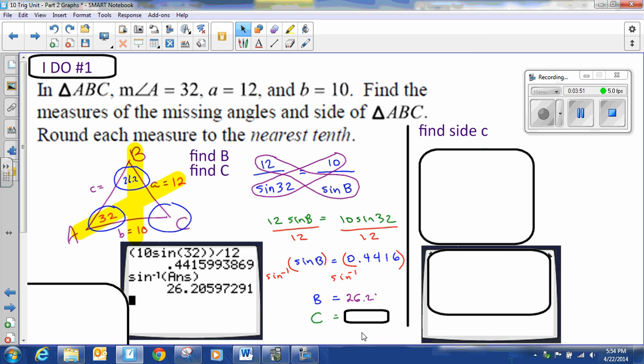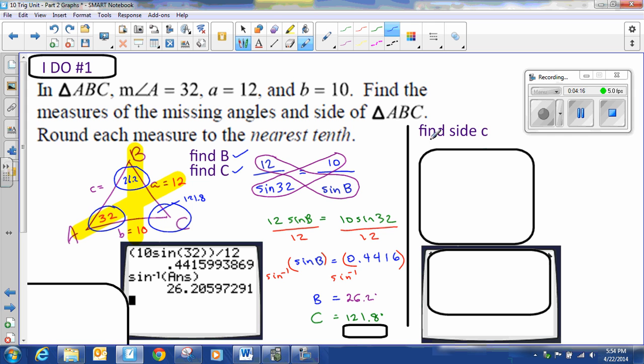Now, how do you suppose we can find angle C if we know angle B and angle A? Well, if you remember your geometry, the sum of the interior angles of a triangle is 180. So basically, we're going to do 180 minus 32 plus 26.2, and that gives us 121.8. So now we have another missing piece. So we found B, now we found C. This is 121.8.